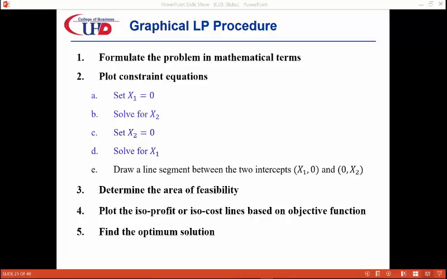Then we let x2 equal to 0 and figure out x1 by assuming the same resource is used up again. This gives the intercept on x1 axis. Finally, connect the two intercepts together.